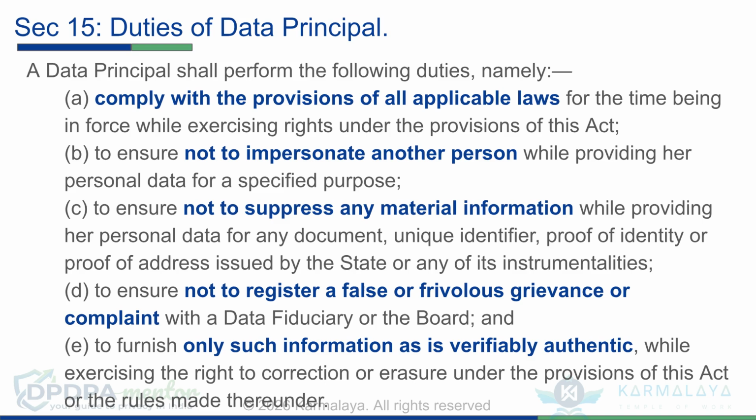Subsections A to E require data principals to comply with all applicable laws, not impersonate others, not suppress material information, not register false grievances, and furnish only verifiably authentic information.